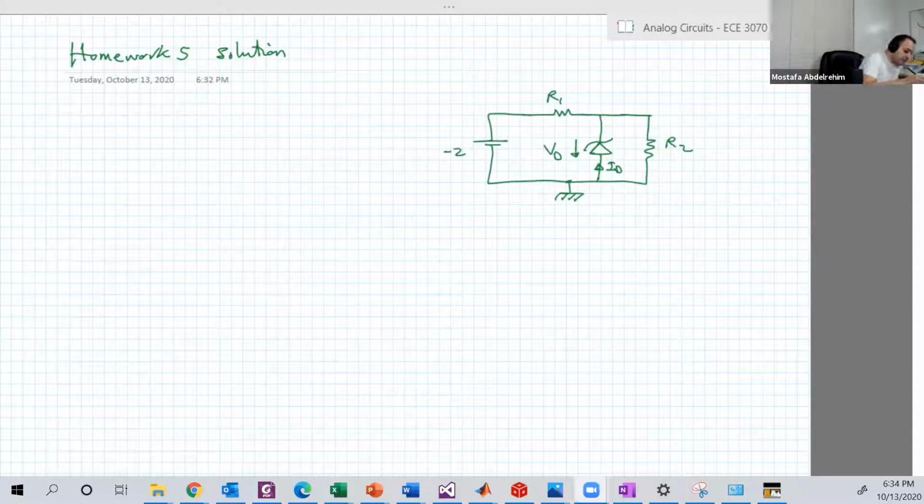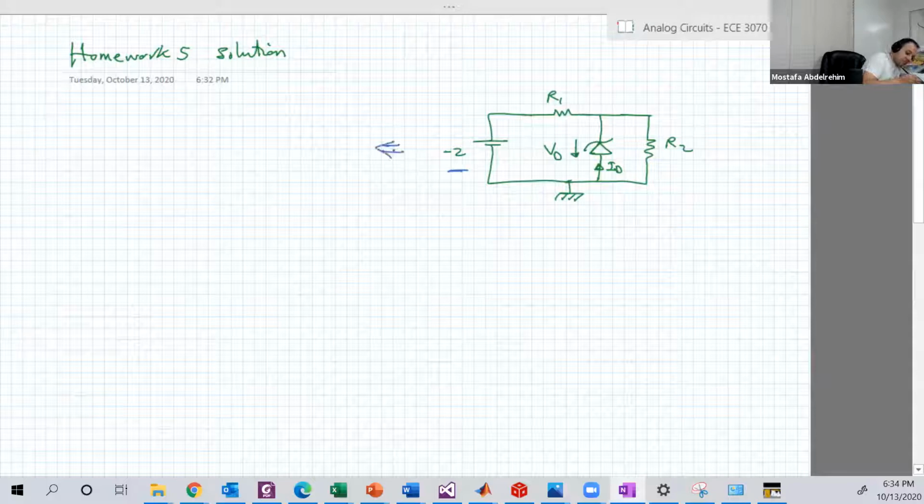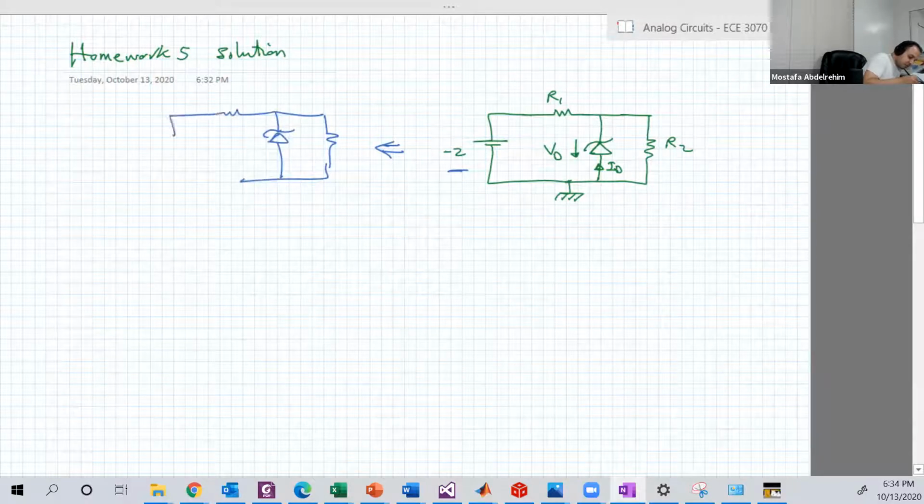Okay, so we have here a Zener, and this Zener is connected to a battery, and this battery has a voltage of -2, okay? So it's better always to flip the battery and see its connection to the diode while it has a positive voltage. So let's flip this. We'll draw exactly the same circuit, but this battery will be flipped like this.